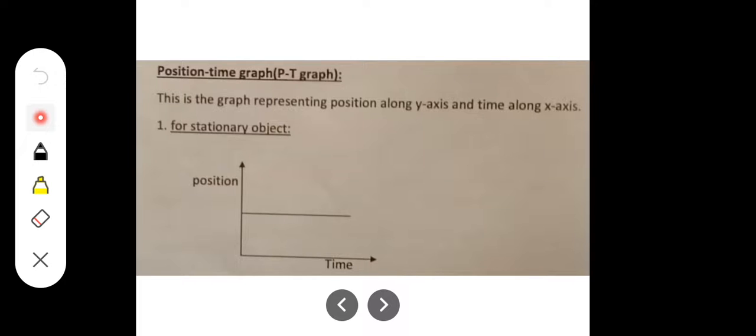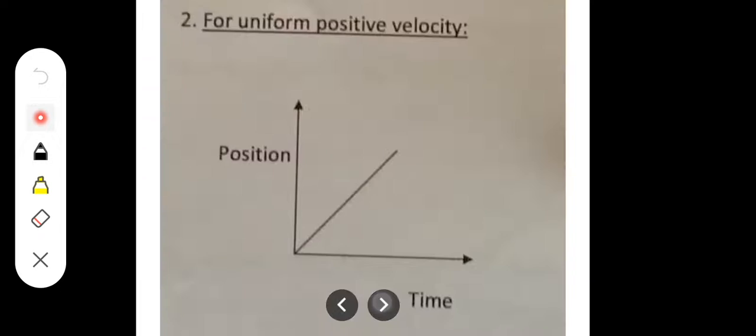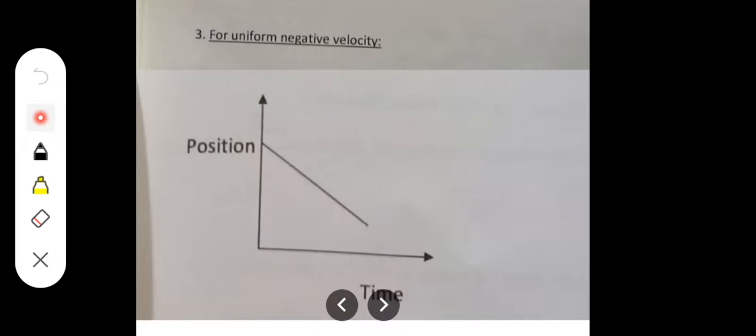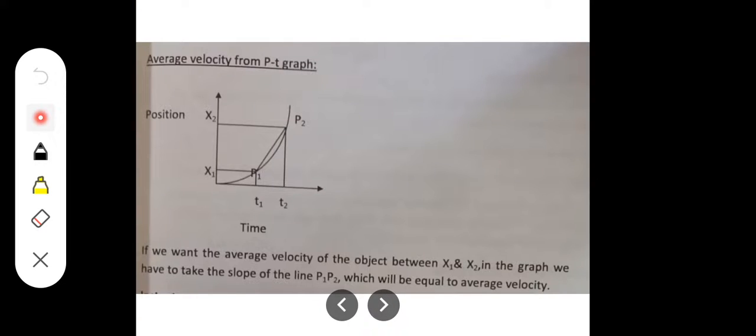In the last video, we were discussing uniform velocity, and then we saw the position time graph in different situations. I promised you I would teach how to find the average velocity from the PT graph, the position time graph. Before going to that, I will explain something about graphs that you should know in order to understand that part of the unit.